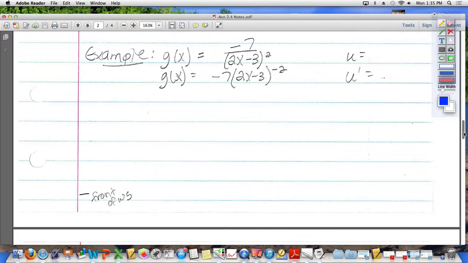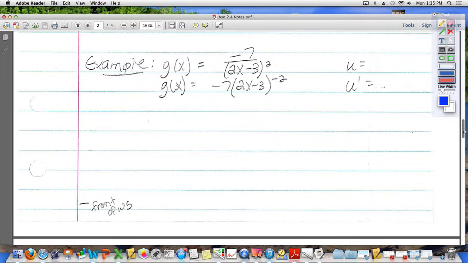G of x is equal to negative 7 times 2x minus 3 to the second power. All right. Do you see what I did? First of all, I changed this 2x minus 3 to the second power. I changed it by moving it to the top. And I made it a negative 2 power. You okay with that? That should be old hat.